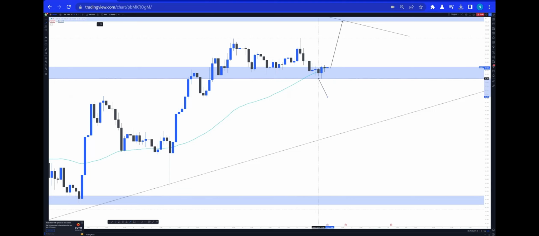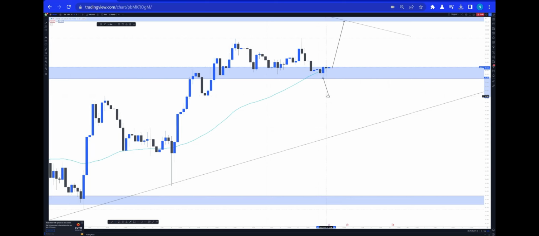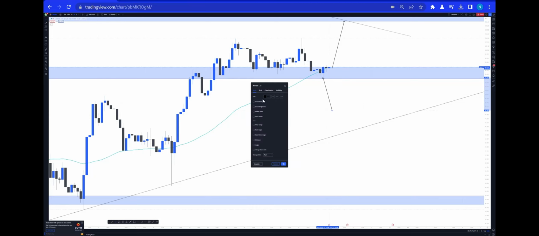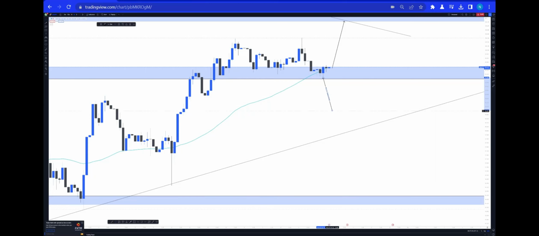So now, looking at this zone here, I'm aware that the market is giving us a bullish engulfing. So I'm just gonna write bullish engulfing on this. Right.